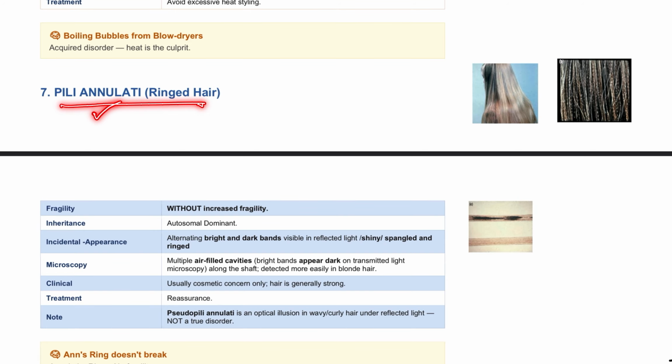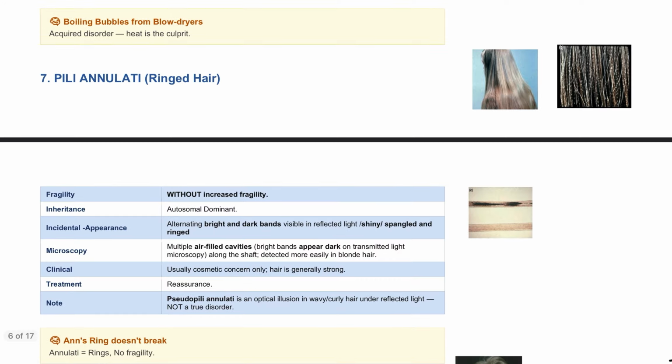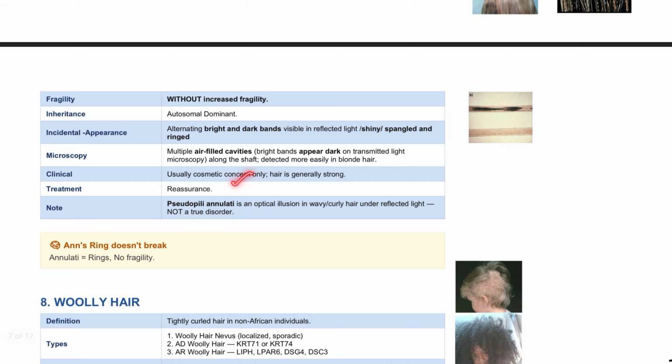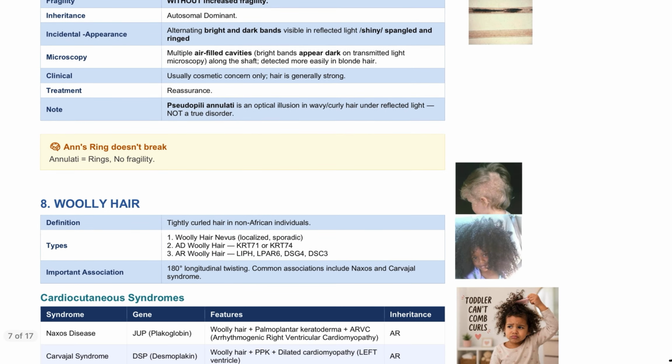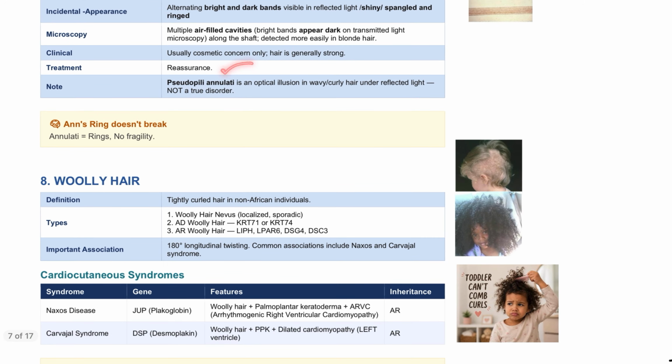So first is annulati, which is shiny ringed hair, an incidental finding in a blonde girl. So it is autosomal dominant, a spangled appearance is seen, which is shiny, and it is ringed, and we see this due to multiple air filled cavities. So these bright bands and dark bands are seen, and these appear dark on transmitted light. And this is just a cosmetic concern, an incidental finding only seen in blonde hair, and treatment is reassurance.